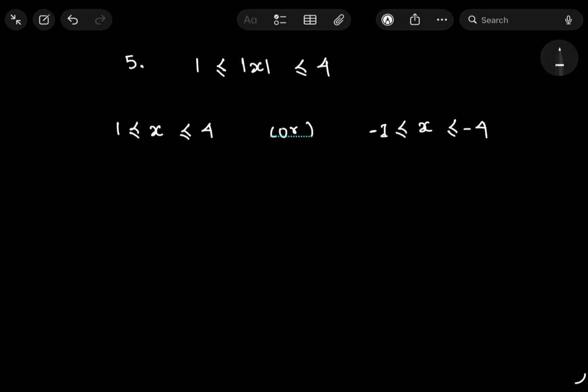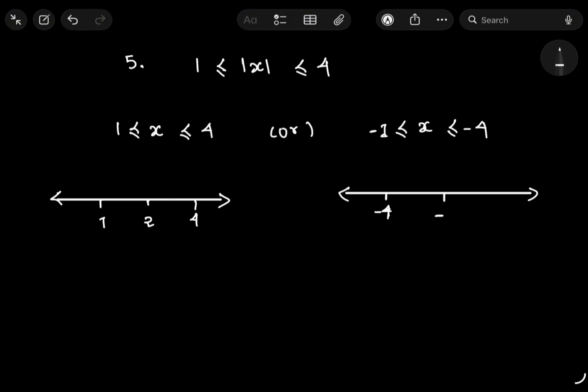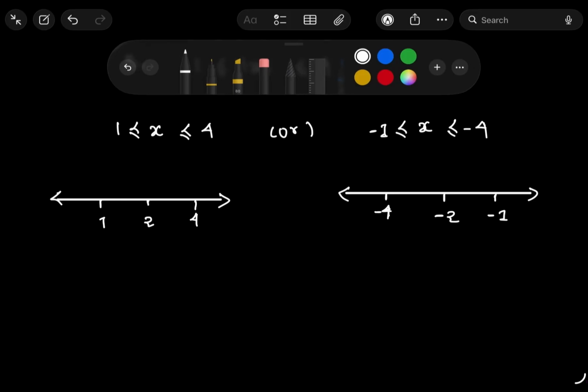Okay, so let's draw it on the number line. We have 1, 2, 4, and the next ones we have negative 4, negative 2, and negative 1. When we sketch it, here is 1 and here is 4. Greater than or equal to 1, so to the right side, and less than or equal to 4, so sketch to the left side and fill it, because they have equal signs.